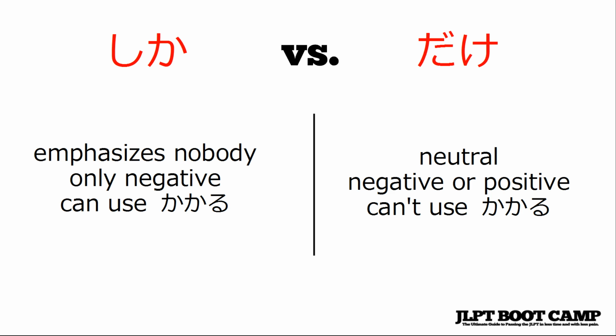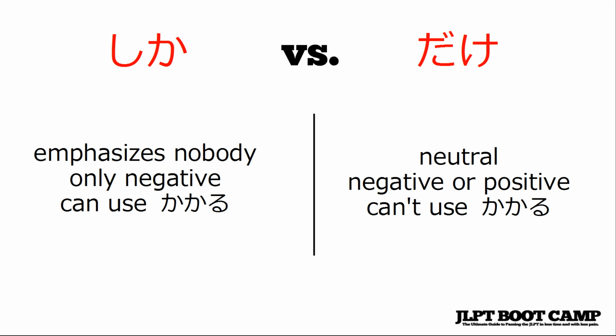Whereas dake, it's more just a neutral statement. If you were to say niku dake tabimasu, means he only eats meat. It's just kind of a general statement. But if you're using shika for that statement, niku shika tabimasen, that means you're kind of emphasizing he really does not eat anything but meat.